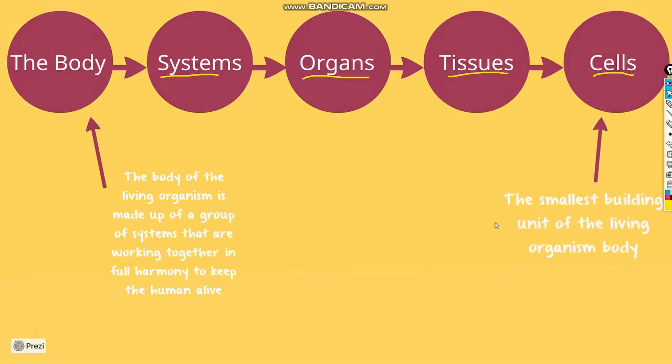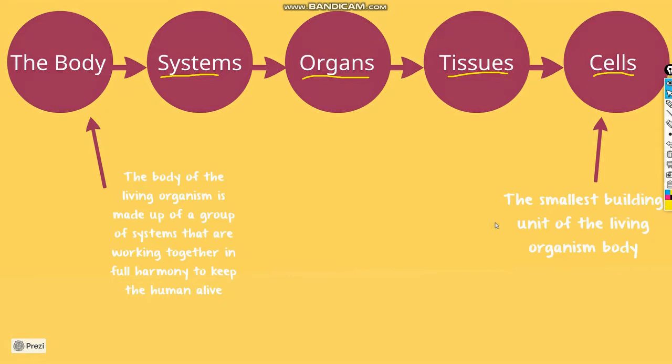And the cells are the smallest building unit of the living organism body. Everything in our body is made up of similar small tiny cells. So we can say that the cell is the smallest building unit of the living organism.